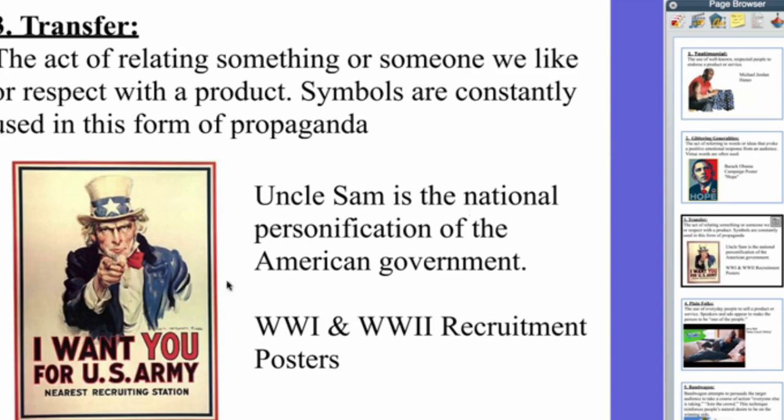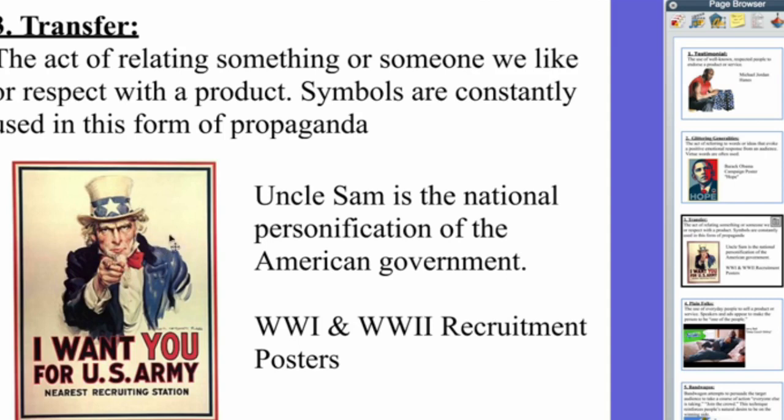So in the World War I and II recruitment posters, we have this concept of Uncle Sam. Now, Uncle Sam wasn't a real person. It was a personification of the American government. And some of the ways that we see symbols in this poster is by, first of all, the color usage is red, white, and blue. Okay. We also have the stars in his hat, representing the stars and the stripes of the American flag.